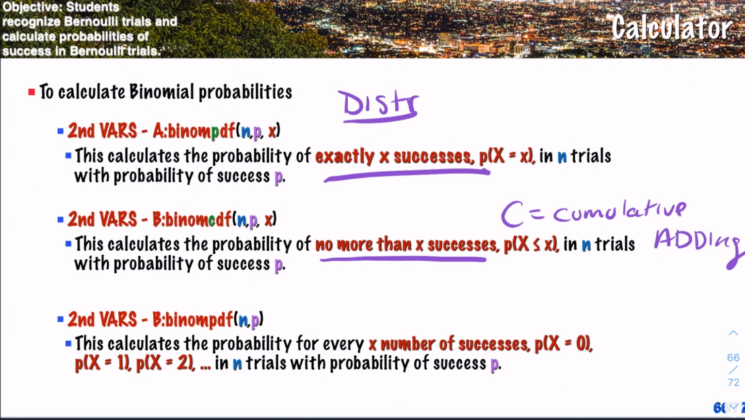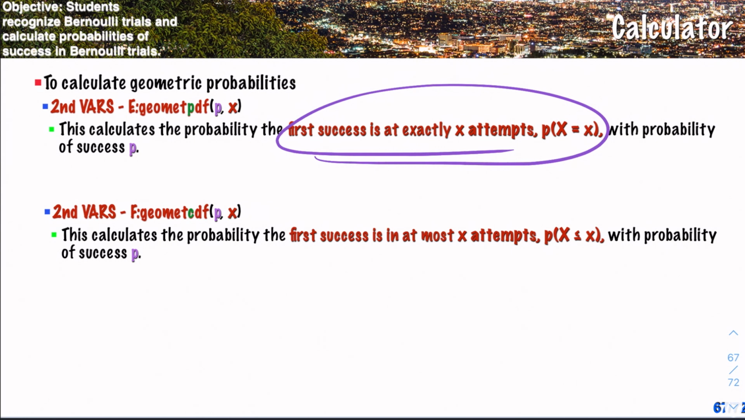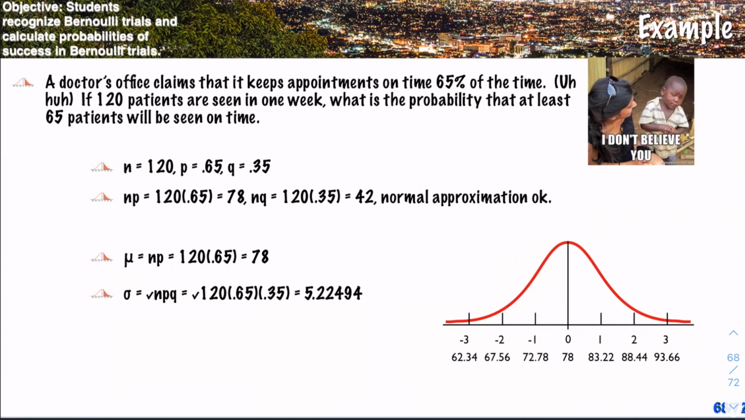If you just do binomial PDF N comma P, that gives you your entire distribution. To calculate geometric probabilities, we go to second VARS, or statistics distributions. This calculates the probability that the first success is at exactly X attempts. So P of X equals X, with the probability of success P. Geometric CDF calculates the probability that the first success is at most X attempts.